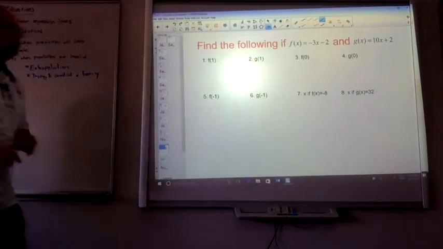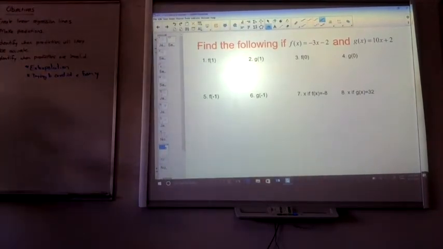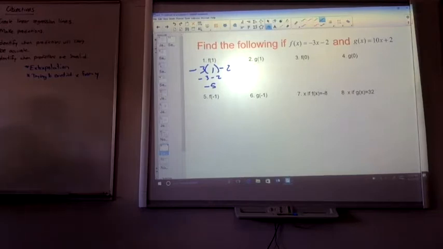How do you think I do the function at 1? Which one do I pick? F at 1. I picked the f one, right? So this is going to be negative 3 times 1 minus 2, which is negative 3 minus 2, which is negative 5. What about this one? Which one do I use? The f or the g one? G. So this is g at 1.